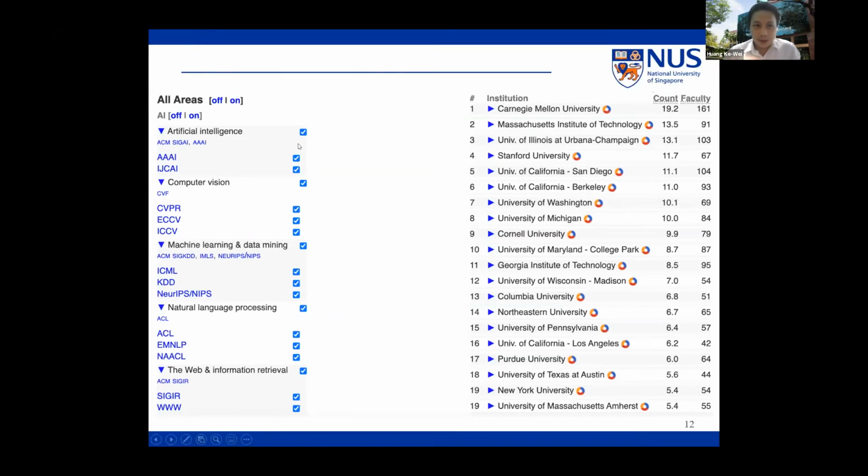Okay, so these are not just examples. These are really the full list of conferences counted in our study. And this is the interface of the website.